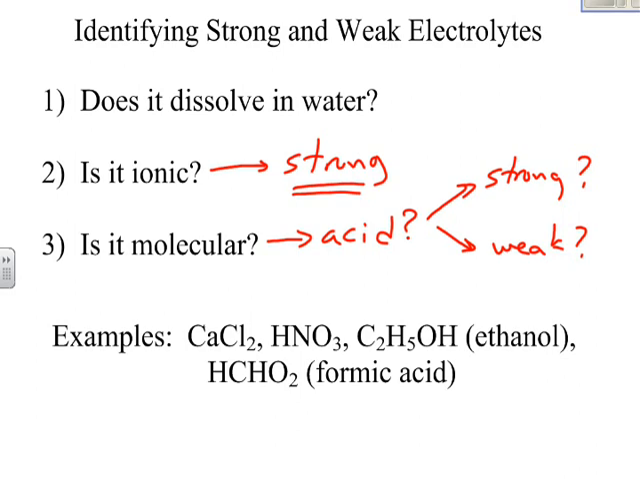So there's some examples below here. Calcium chloride, nitric acid, ethanol, and formic acid. So you should also evaluate each of those so you can tell me when you come to class whether each of those is an electrolyte or a non-electrolyte. Well, if it's an electrolyte, tell me whether it's a weak electrolyte or a strong electrolyte.